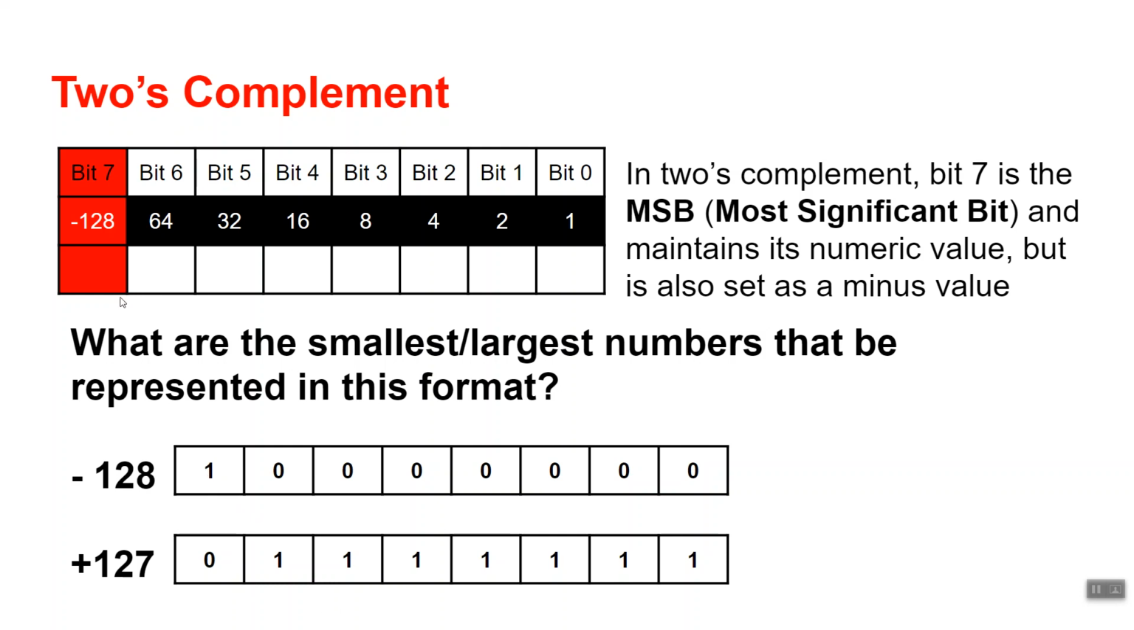So you would have minus 128 by setting that bit to 1, and then the rest of the bits to 0, and positive 127 by setting that bit to 0 and the rest of the bits to 1. So that gives you the idea of the range. Don't worry too much for the moment about the range.